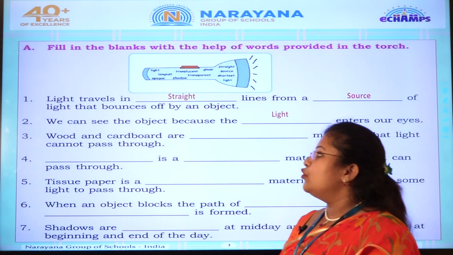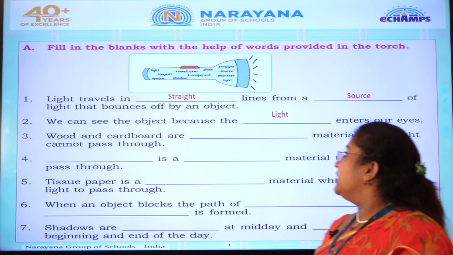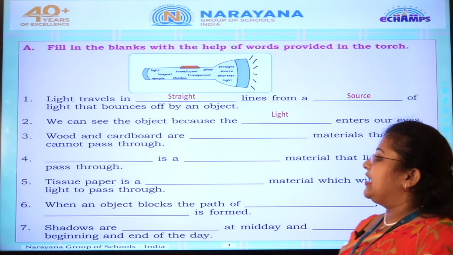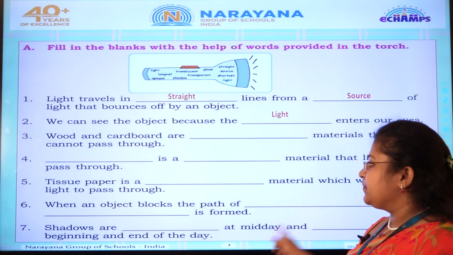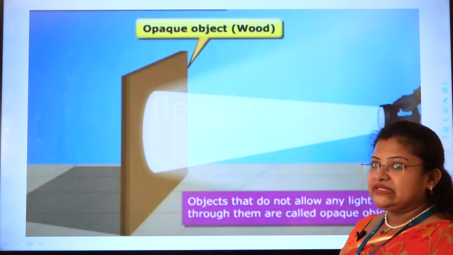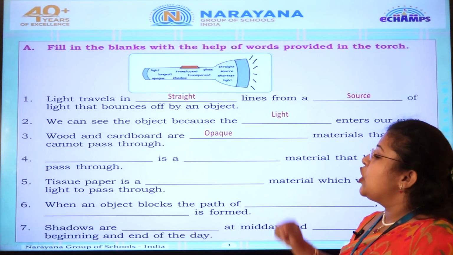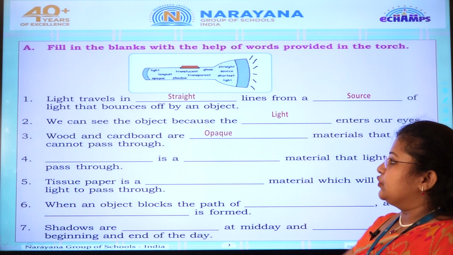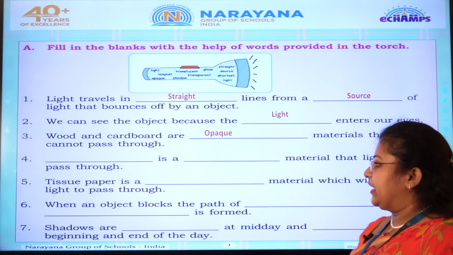Third one: wood and cardboard are dash materials that light cannot pass through. Which type of materials are they? Yes, they are opaque objects, right? So here the answer will be opaque.